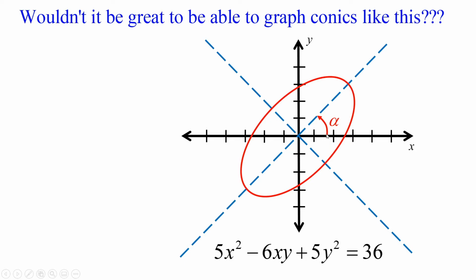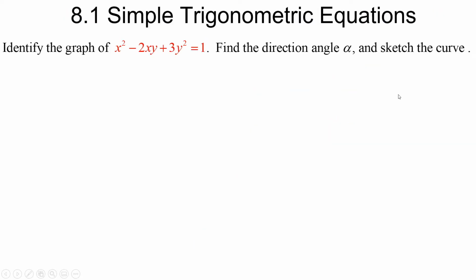All right, and that angle alpha right there. Oh, this is going to be fun. And again, wouldn't it be great to be able to graph conics like this? So here we go. Identify the graph of x squared minus 2xy plus 3y squared equals 1. And that is a conic right there. And then find the direction angle alpha and sketch the curve.